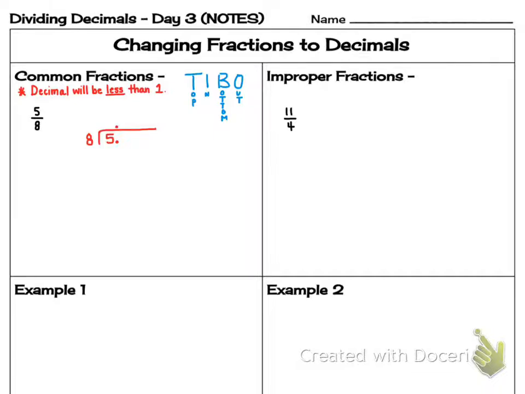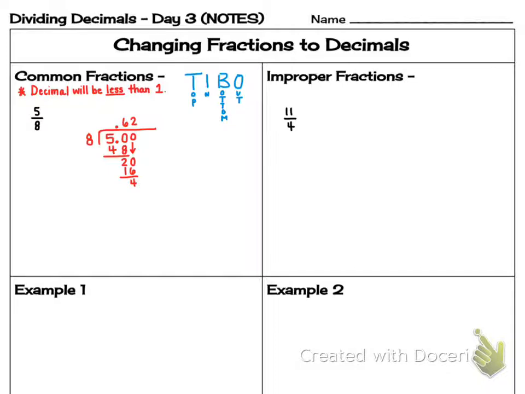And then we're just going to add zeros after the decimal until we find that the answer either repeats or terminates, just like in our last lesson. 8 goes into 50 6 times. 6 times 8 is 48. Subtract, I get 2. Since I haven't terminated or found a repeating answer yet, I add another 0. Bring that 0 down. 8 goes into 20 2 times. That's 16. Subtract, I get 4.